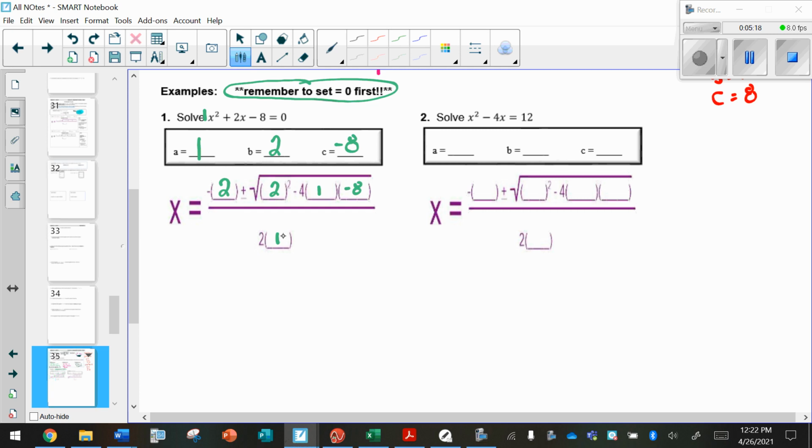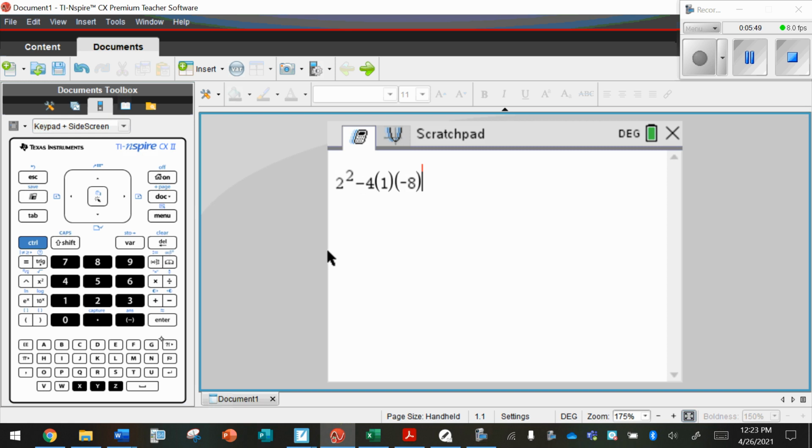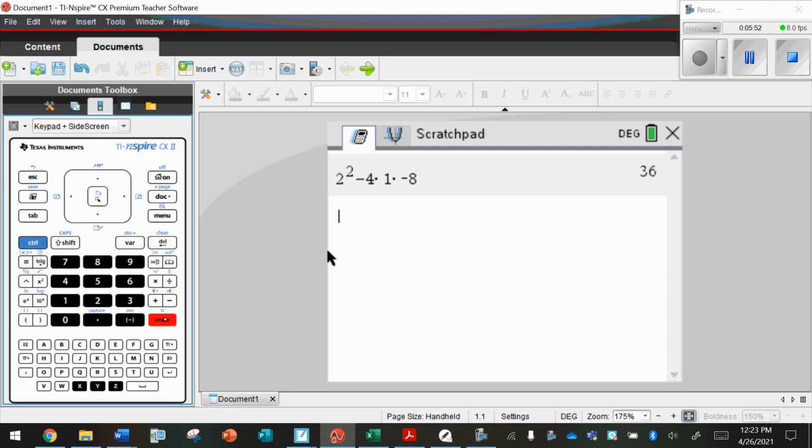Now you go to your calculator. When you do this on the calculator, you're going to plug in what's underneath the radical, the discriminant. Plug that in first on its own. So it'll be 2 squared minus 4 times 1 times negative 8. So I type in 2 squared minus 4 times 1 times negative 8. If you want to use parentheses like I wrote it on my paper, 4 times 1 times negative 8 like that, that works as well. So that means our discriminant is 36.